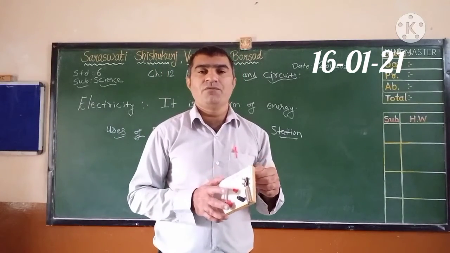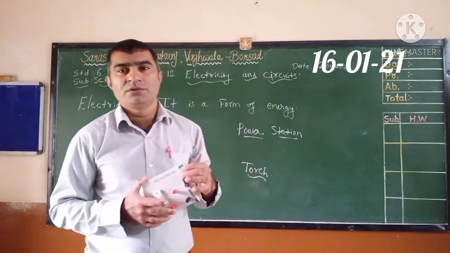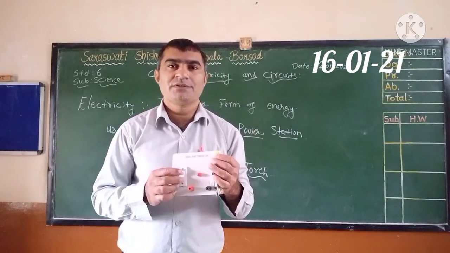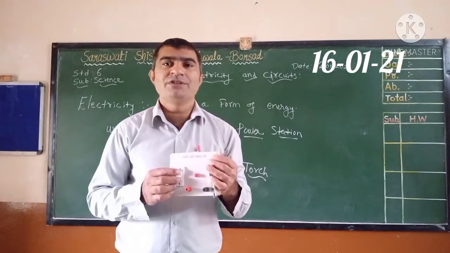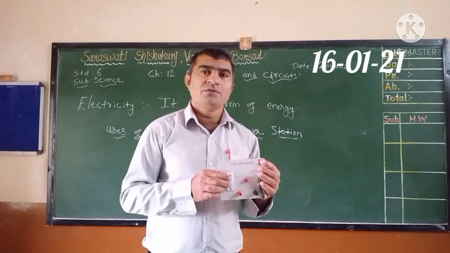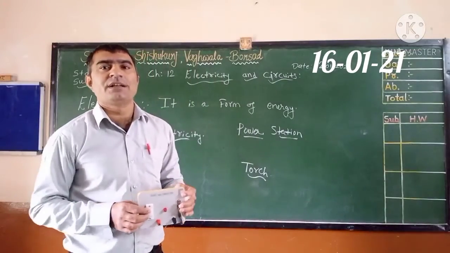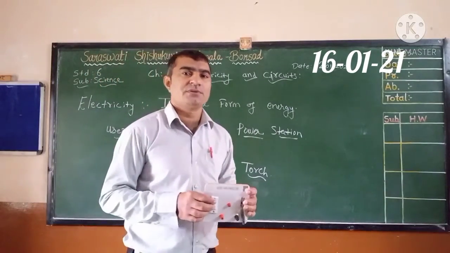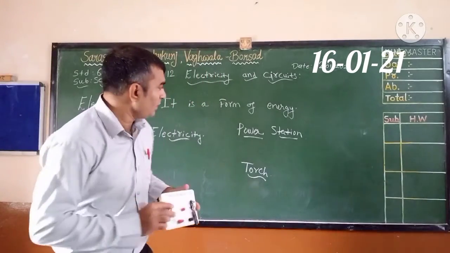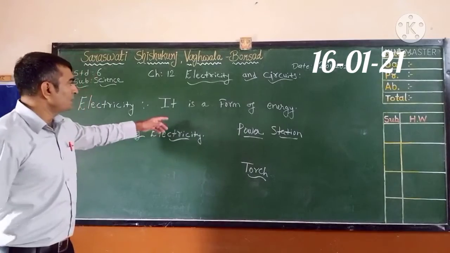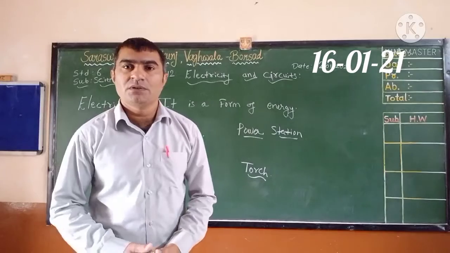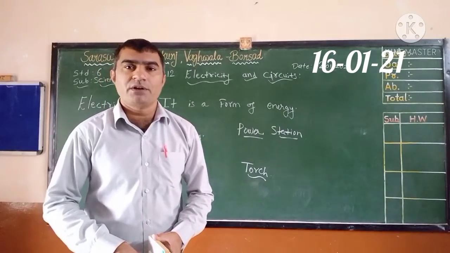In the same way, if you have to start a washing machine, what are we doing? Switch on. And how does it work? Which kind of energy helps to run all these things? Electrical energy, electricity helps to run all these appliances. So what is electricity? It is a form of energy because it makes our work easier.